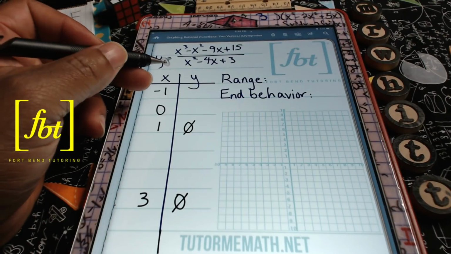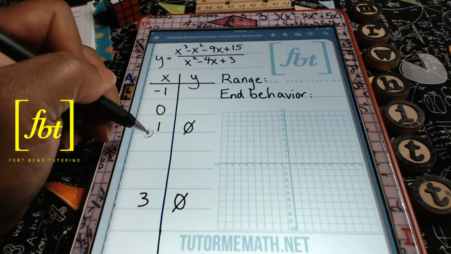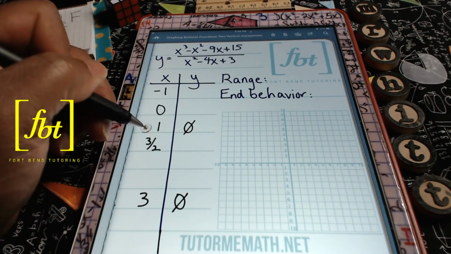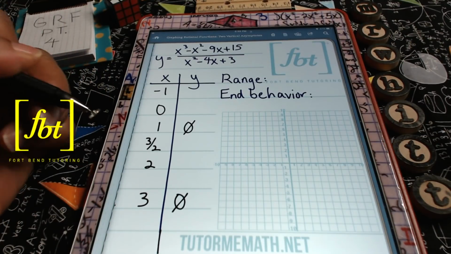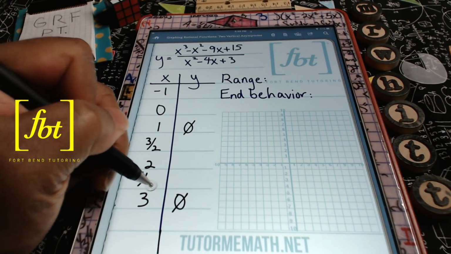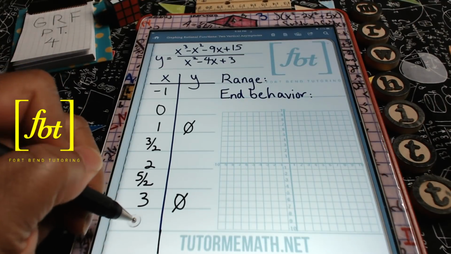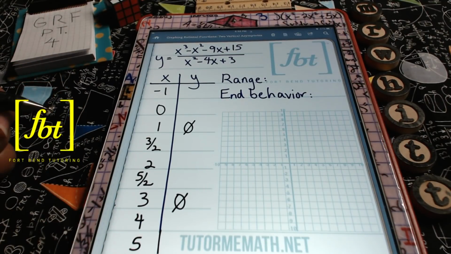And we want to know what happens in between 1 and 3. So this is going to be, let's say, 3/2, 2, and 5/2. There you go, that's 2.5. And then as well as 4 and 5. Okay, so these are going to be the values that I would plug in to generate my Y values.